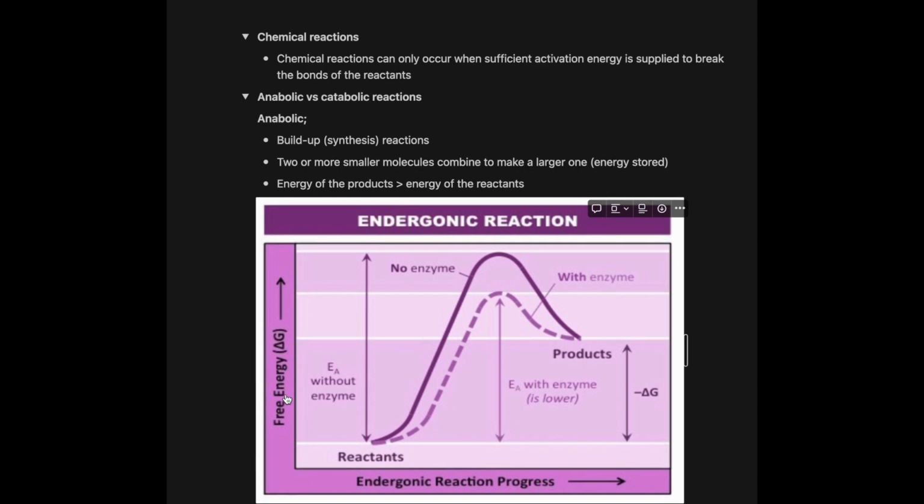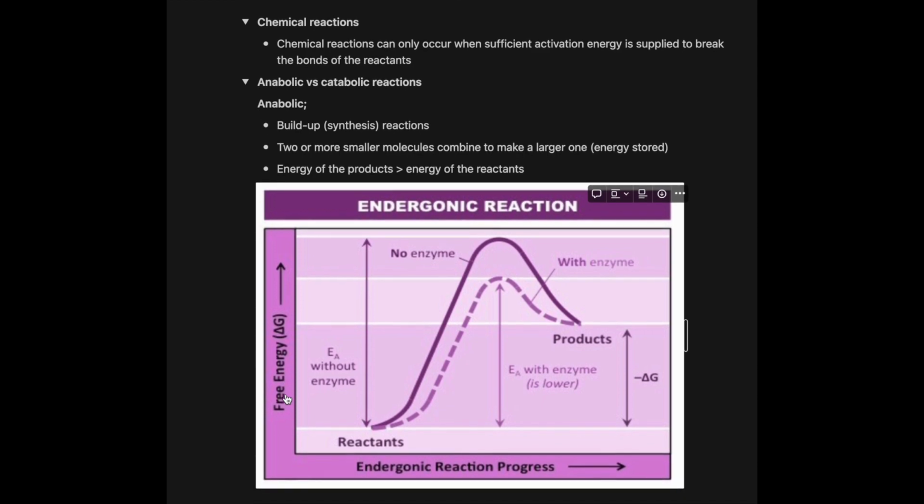So first of all, anabolic reactions. You can think about these as build-up or synthesis reactions, wherein two or more smaller reactants combine to make a larger one. And you can think of energy being stored. As a result, the energy of the products is going to be higher than the energy of the reactants.